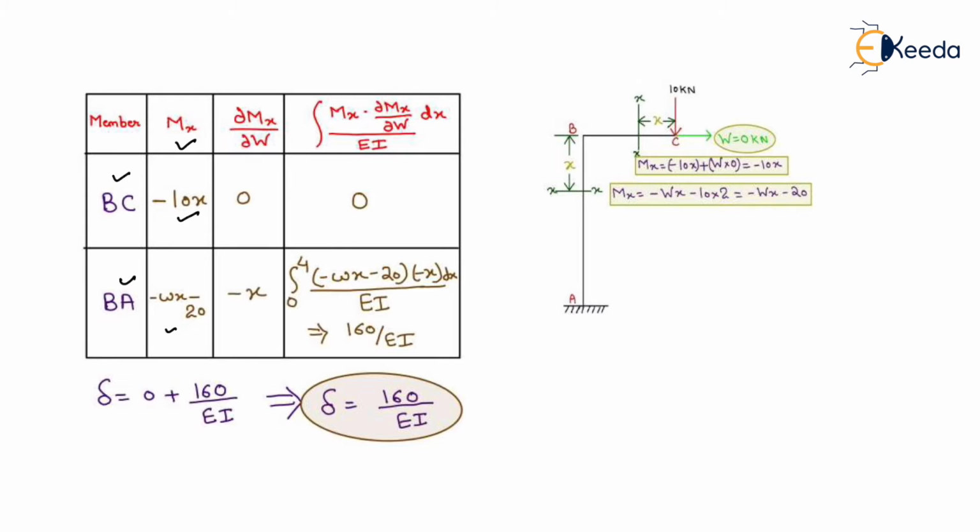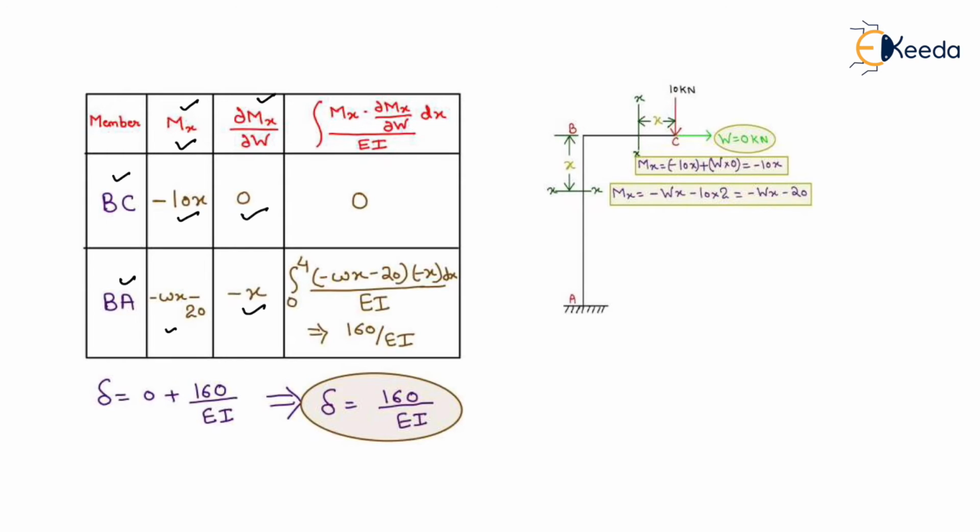Now we need to compute the del Mx upon del W value, for which we need to differentiate this Mx value. For span BC, there will be no W force in this expression, so del Mx upon del W will be equal to 0. In BA, there will be a single term of minus Wx, so its differentiation will be equal to minus x.